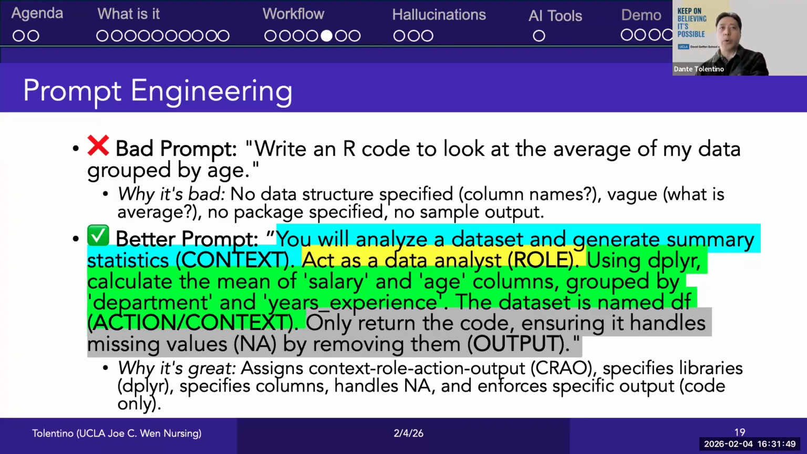You're switching from writing the code to writing a prompt for the AI to generate the code for you. And then the output here is: only return the code, ensuring it handles missing values, and we code those as NA by removing them. And so that's your output. This is a better prompt than the first one because it assigns that context, role, action, output. It specifies the libraries that you want. In this case, I'm asking them to use dplyr. It specifies the columns, it handles the missing data, and it enforces a specific output. In this case, I only want the code.